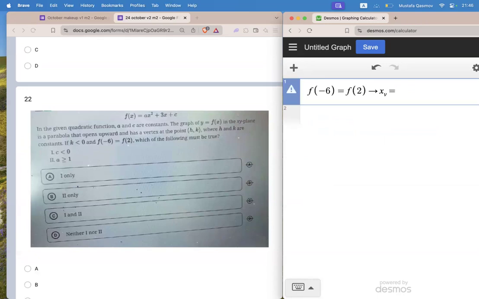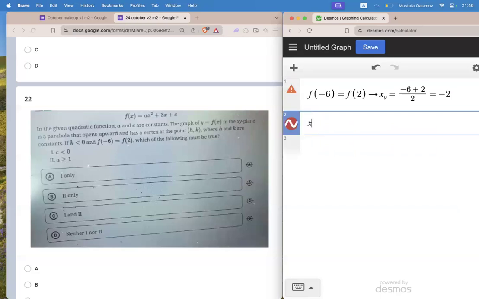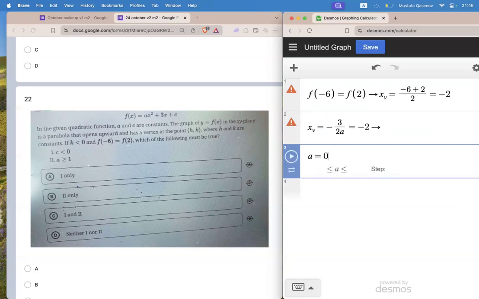X vertex is equal to negative 6 plus 2 over 2. Then it will be equal to negative 2, right? And we also know x vertex is equal to negative b over 2a. Then it is equal to negative 2, and from here, if you write 3 instead of b, you will get a is equal to 0.75, which is not greater than 1. So the second one is not correct.